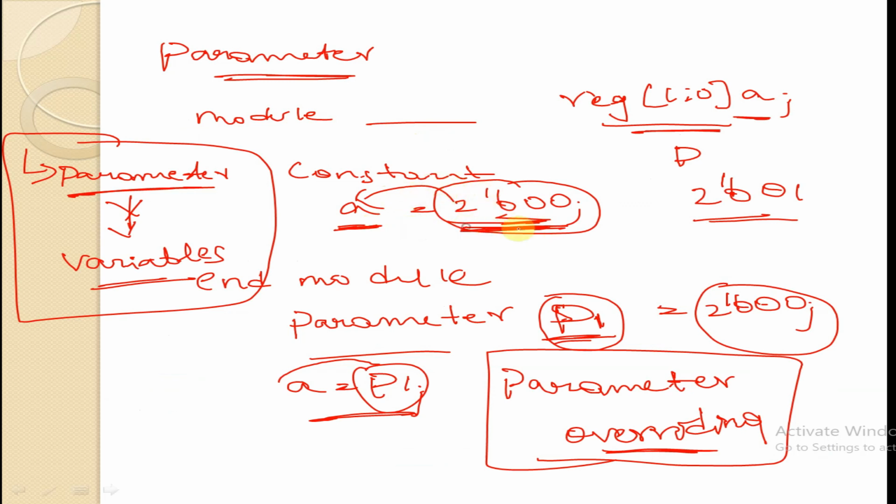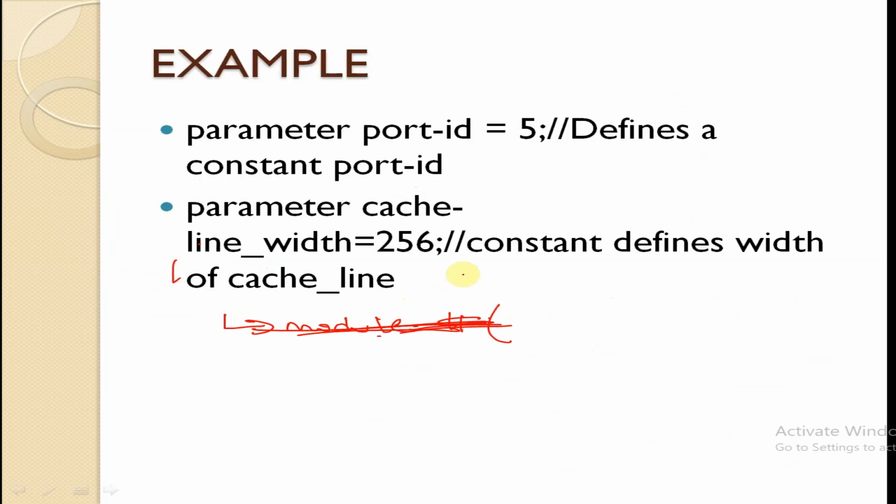Instead of a constant used everywhere in our module, we can declare a parameter and assign the value of the constant to this parameter, and this parameter can be used throughout the module, and its value can be modified using the concept of parameter overriding. Let's see an example here. We have declared a parameter called port_id, and we have assigned to it a constant 5.